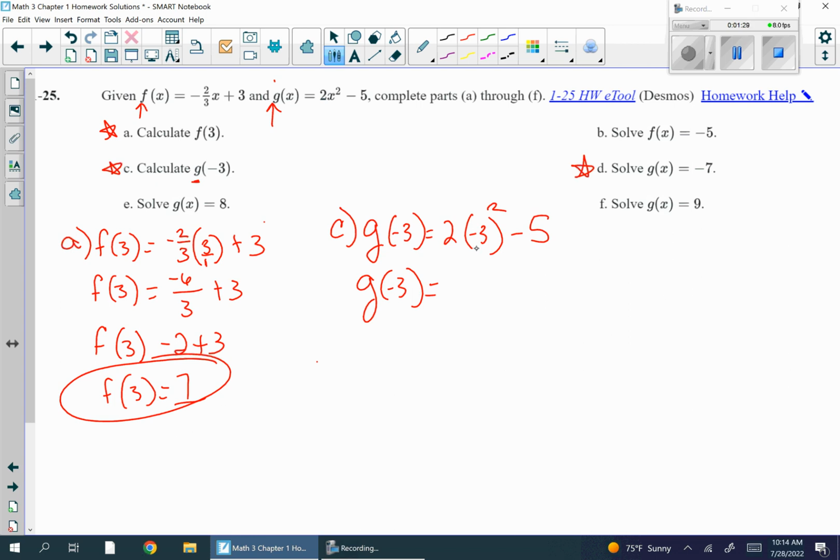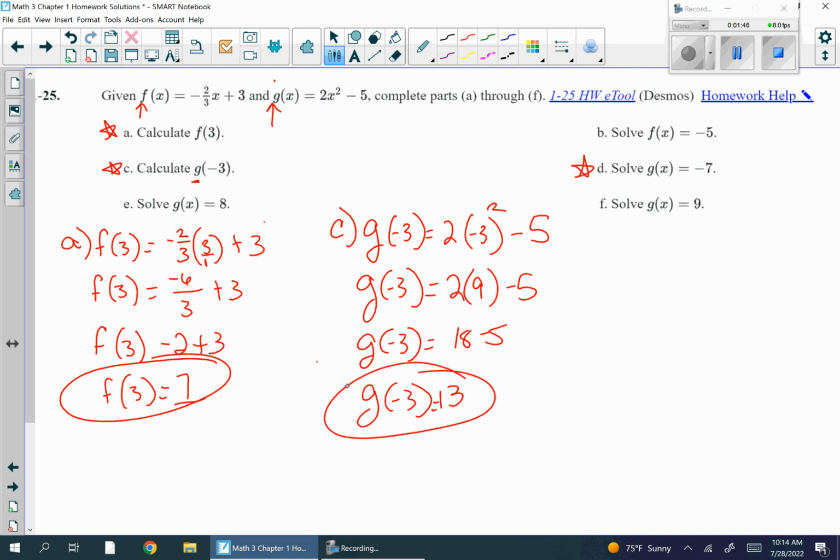E stands for exponents, and that's where we have to do the negative 3 squared. So negative 3 times negative 3 is 9 minus 5. So g of negative 3 equals 18 minus 5, and g of negative 3 is 13. All right, make sure you're showing your work using function notation.